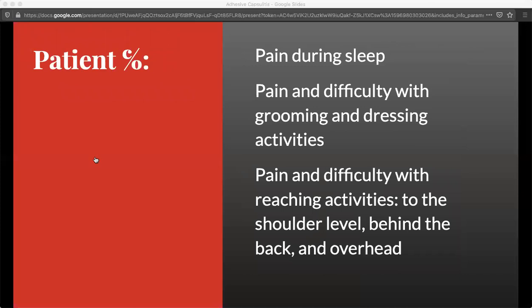Now, what are the typical patient complaints? Patient says, I cannot sleep at night. I have difficulty sleeping, wake up with sharp pain at night, or not able to get comfortable. I sleep for a little bit, wake up. So sleep disruption, pain and difficulty with grooming and dressing activities. So combing of hair, washing hair, dressing, cleaning under the opposite axilla, reaching behind the back. So end range rotations, elevation, these are difficult. Pain and difficulty with reaching activities. So reaching, forward reach, lateral reach, overhead reach, they're all limited.